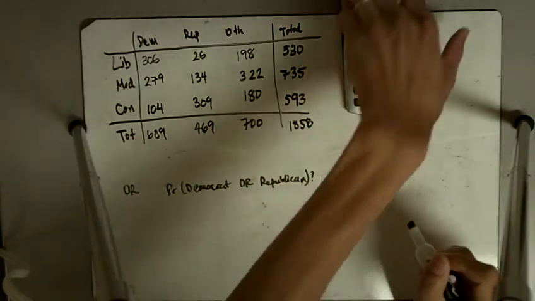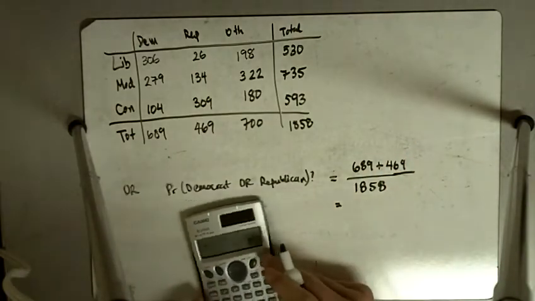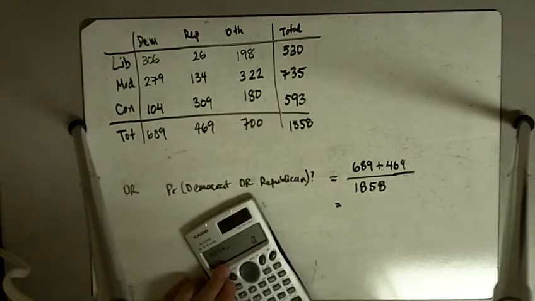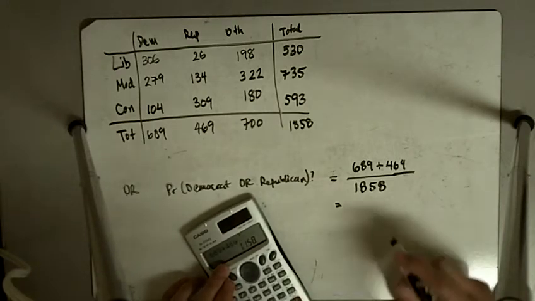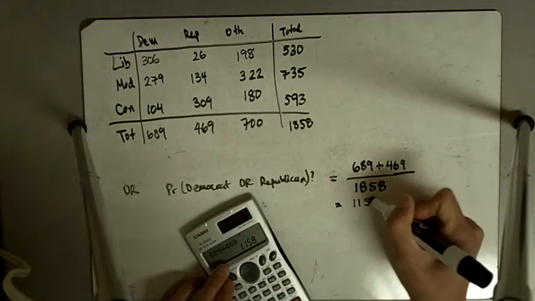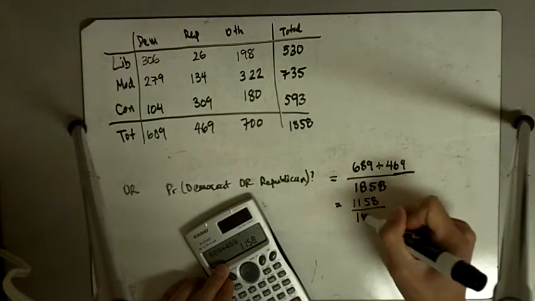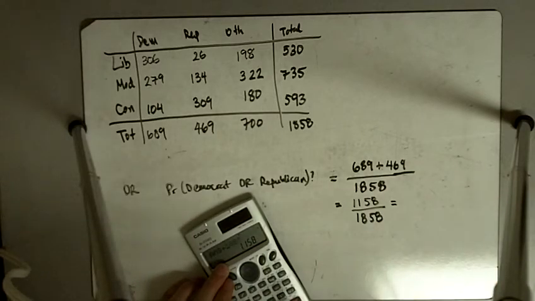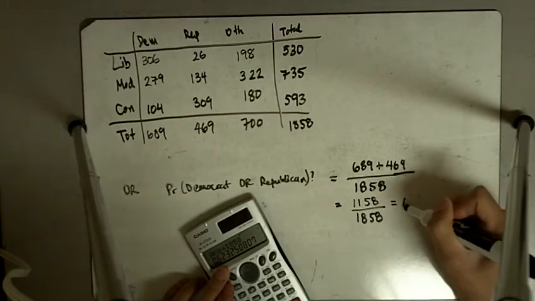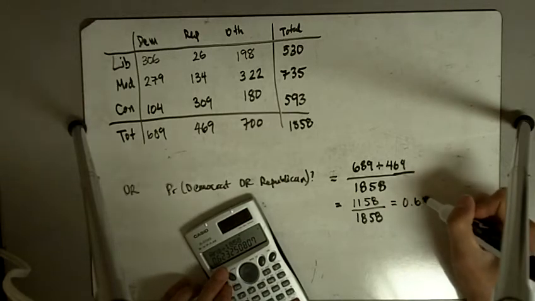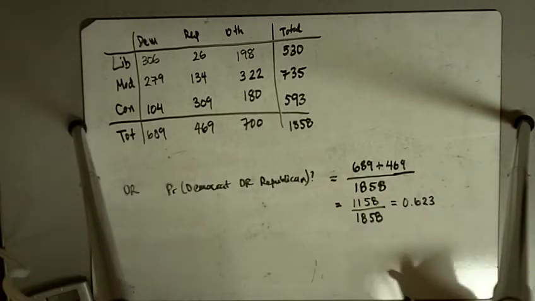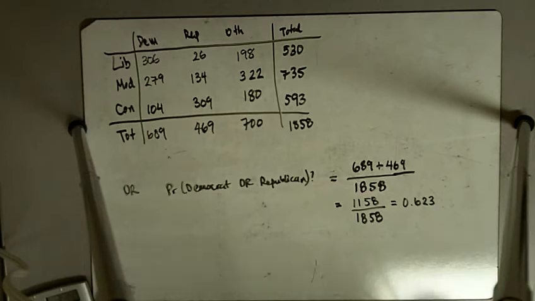So the total probability of selecting either a Democrat or a Republican, if we're going to just pick one person out of 1858, is going to be 689 plus 469. That gives me 1,158 divided by 1858 people total. And that probability comes out to be 0.623. Okay, so this is the probability of someone being a Democrat or a Republican.